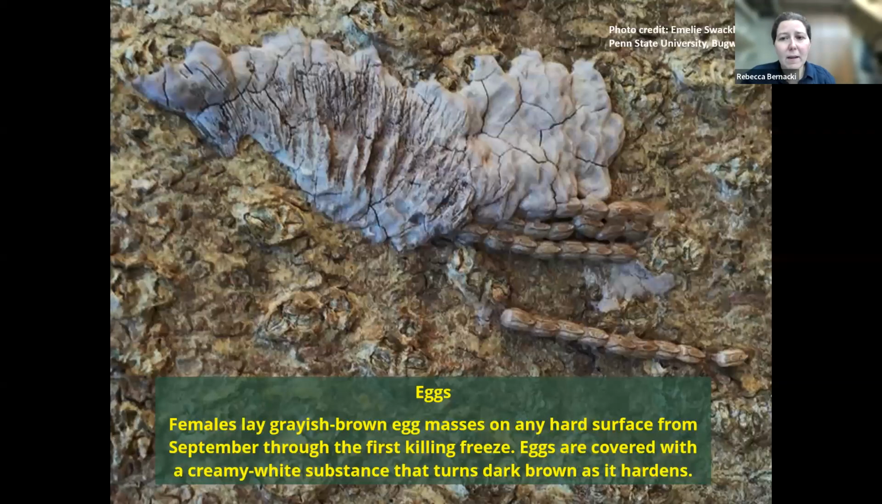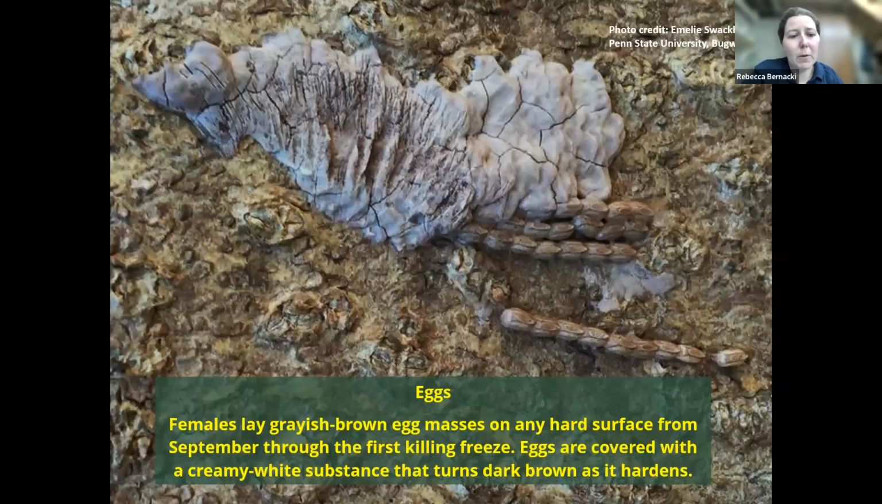What's really scary here are these egg masses. So females lay these grayish brown egg masses on any hard surface from September until the first killing freeze. So the question is, we're seeing adults 3 weeks earlier this year. Will we also see egg masses 3 weeks earlier this year? And when I say any hard surface, I mean any hard surface. So boat trailers, RVs, any heavy equipment that's staged in an area where spotted lanternfly is present could have these egg masses on them.